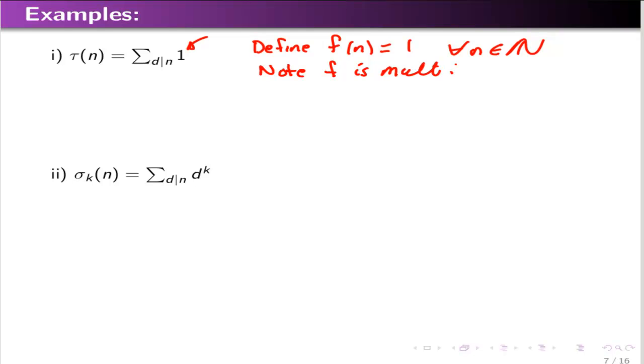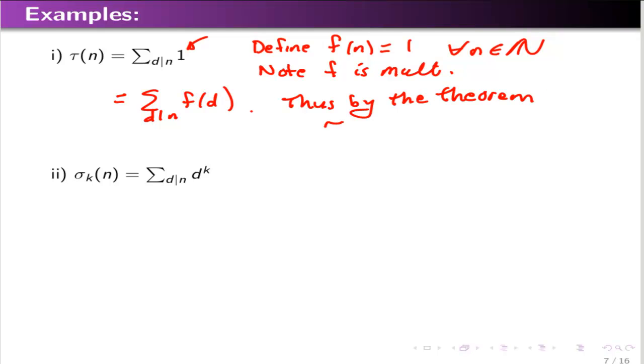Right? f of ab is 1, which is f of a times f of b, 1 times 1. In fact, it's totally multiplicative. And so by the previous theorem, this is a multiplicative function. We can write it like this: it's the sum over d dividing n of f of d, where f is this identically one function. Thus, by the theorem, tau of n is a multiplicative function.